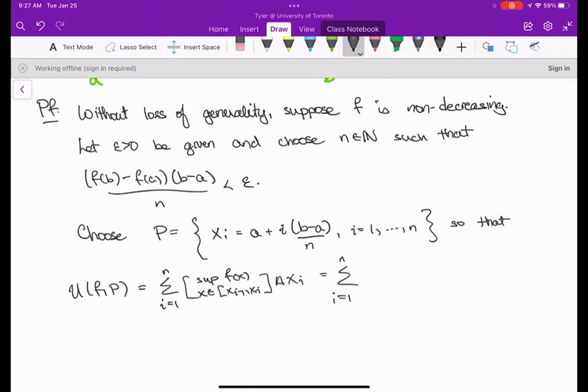Okay, so because we're doing the sup and we're non-decreasing, the sup must occur at the right endpoint, right? So that's really where we're taking advantage of this. And then the length of the interval, b minus a over n, like that. And let me just pull out the b minus a over n.